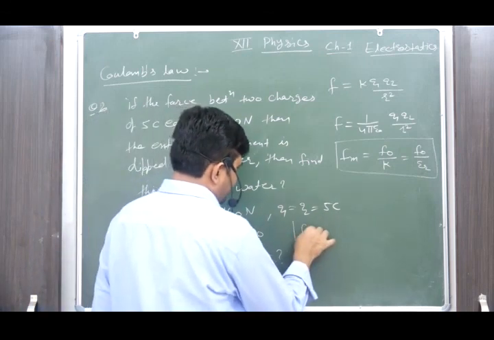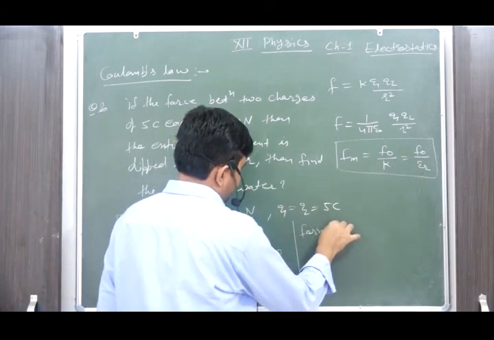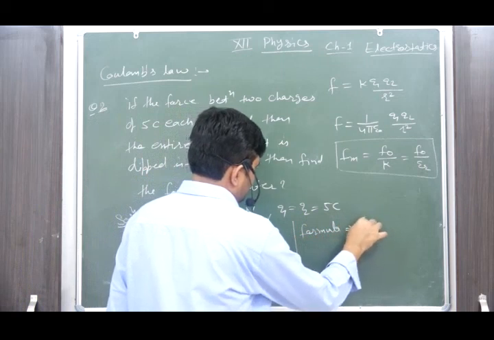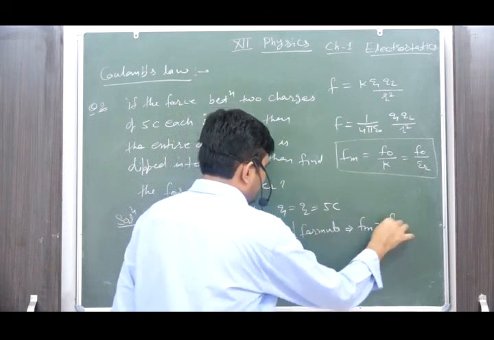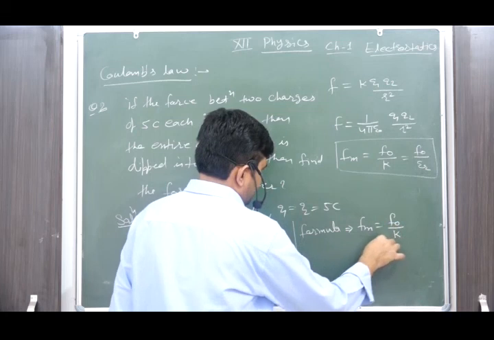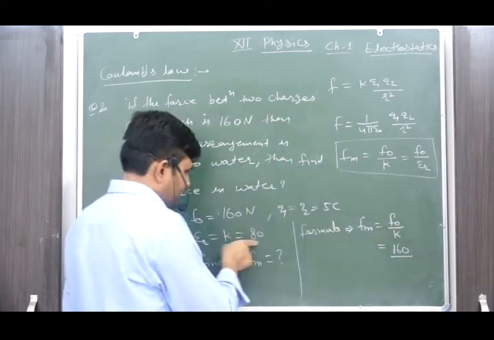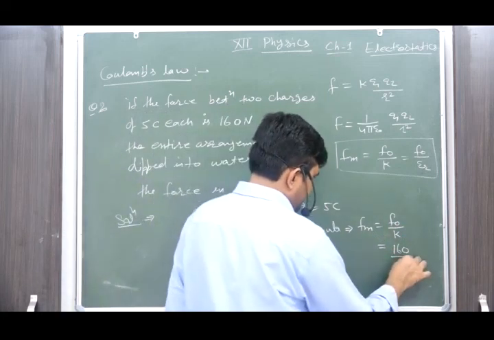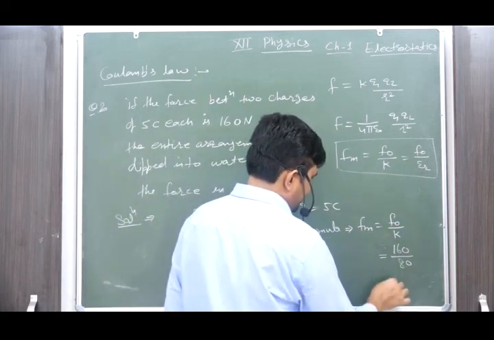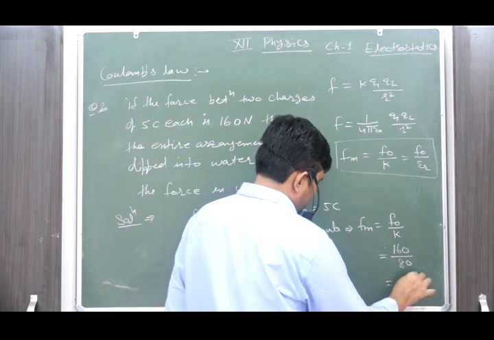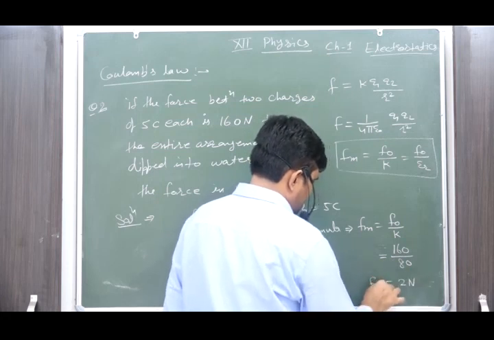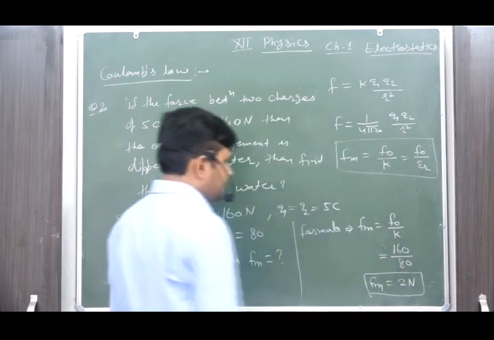Next, the formula: Fm equal to F naught upon K. The value of F naught is 160, divided by the value of K, which is 80. 160 divided by 80, we get the value of 2 newton. It is the force in the water.